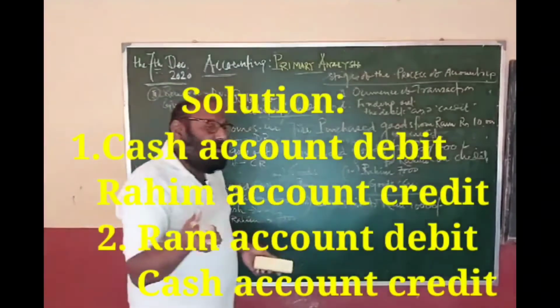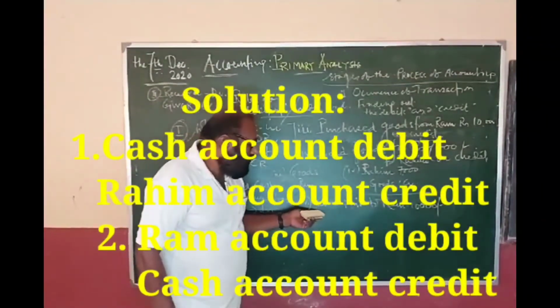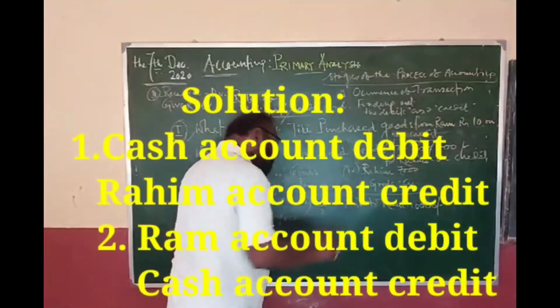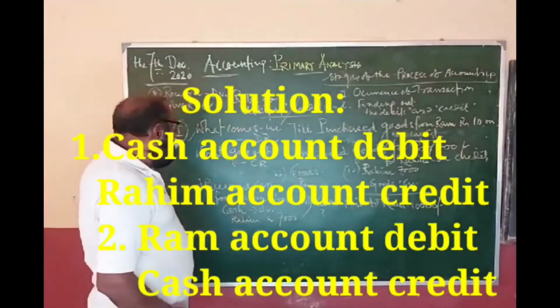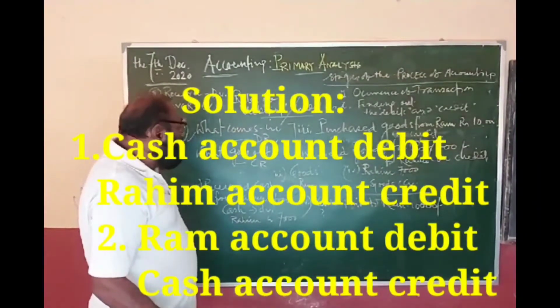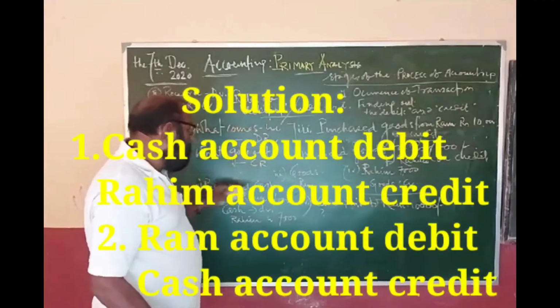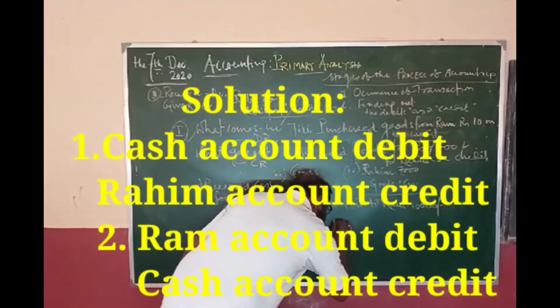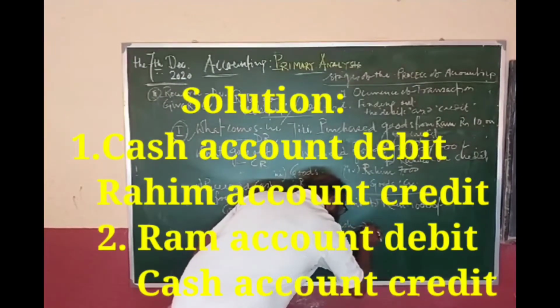Now again ask yourself, what comes in? Nothing is coming in. So there is a question mark. And what is going out? When I apply the first rule, what comes in? Nothing is coming in. What goes out? Yes, I have got the second part. Cash is going out. So cash account credit.